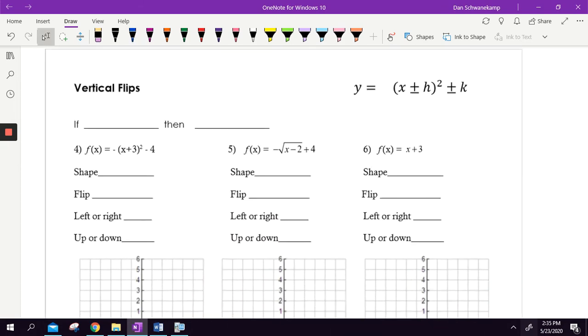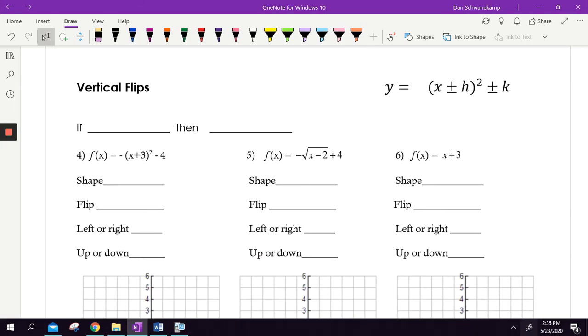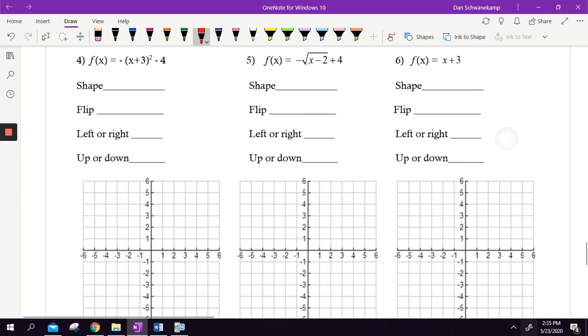That's the main idea. Vertical flips. If you have a negative in front of everything, then it's going to flip vertically. All right, so it's not a huge addition to it, but you'll see what that means. Okay, so looking at this first one, we're just kind of going down the list. What shape is it going to be? Well, it's x squared, so it's a parabola.